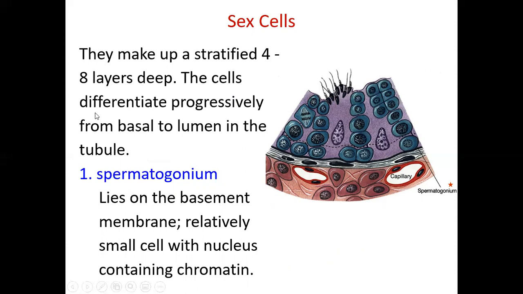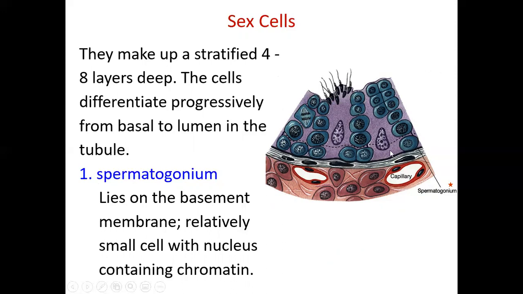The cells differentiate progressively from the basal portion, they divide, and then differentiate progressively from the base to the lumen of the tubule. Here is the lumen of the tubule. This is the spermatogonium. It lies at the basement membrane, so we have the basement membrane here.